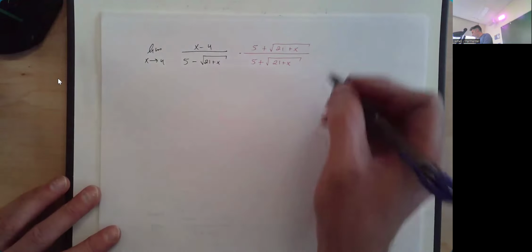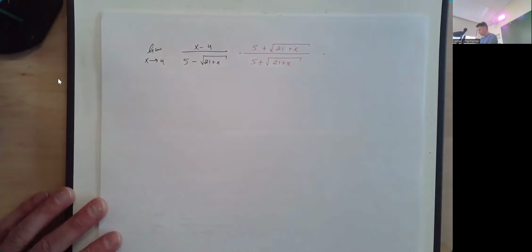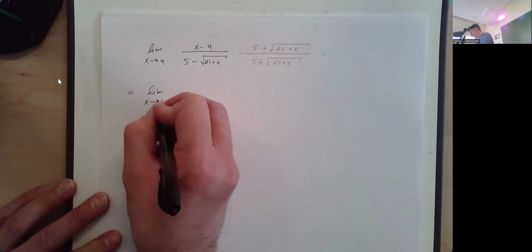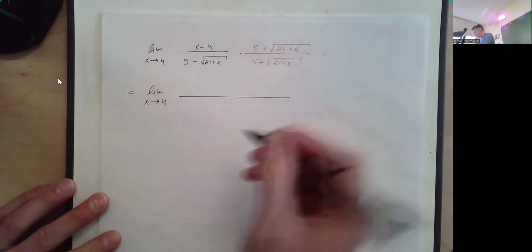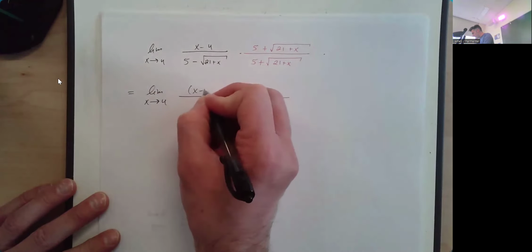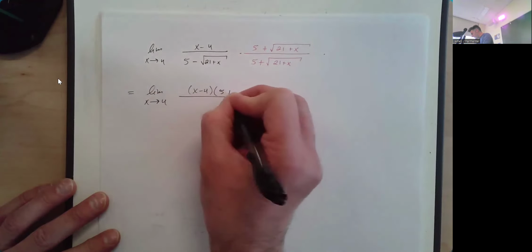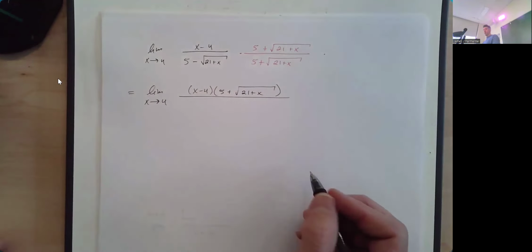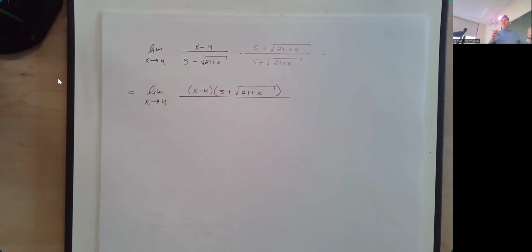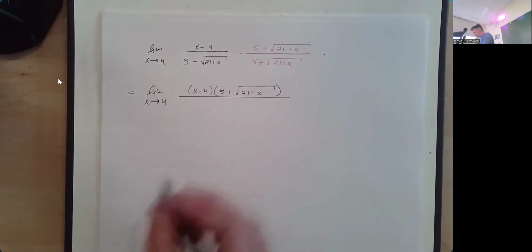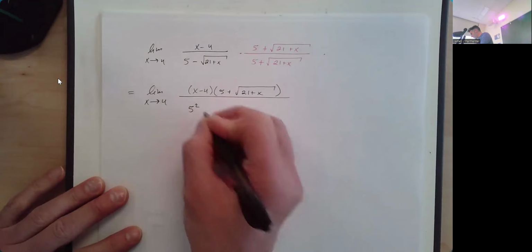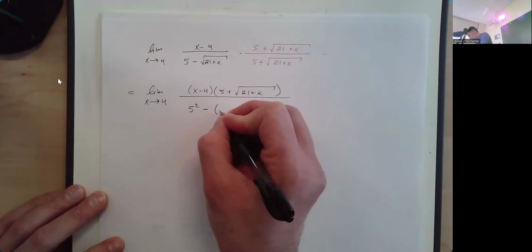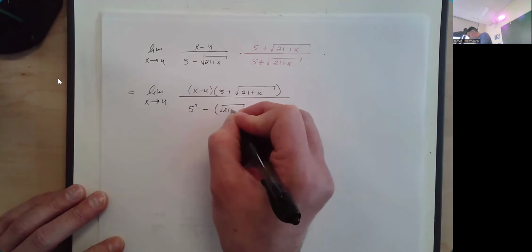Okay, there's something kind of funky that happens here. So I still have the limit as x approaches 4. The numerator just stays as x minus 4 times 5 plus the square root of 21 plus x. And the denominator, just like before, when you multiply conjugates together, we get the first thing squared minus the second thing squared. And this is where I really do encourage you to write it out as the square root of 21 plus x squared.